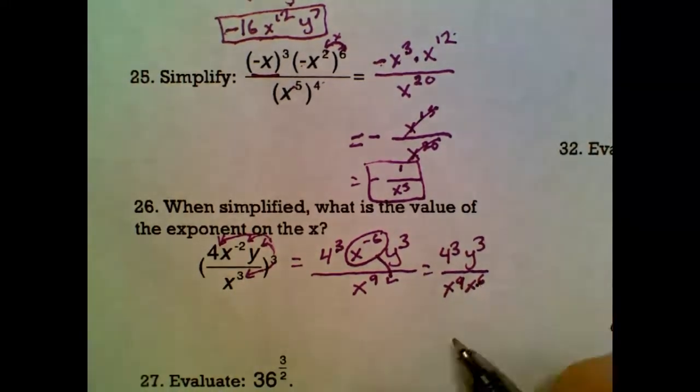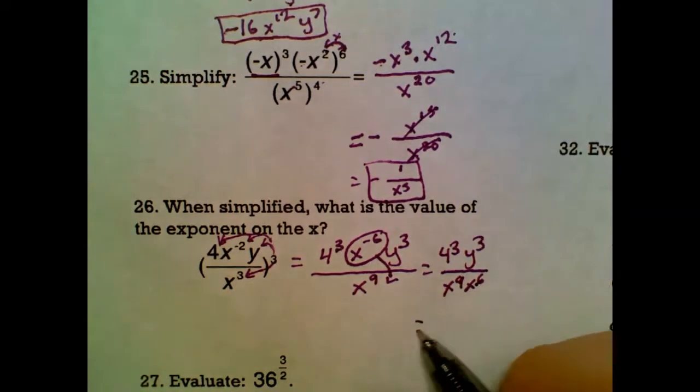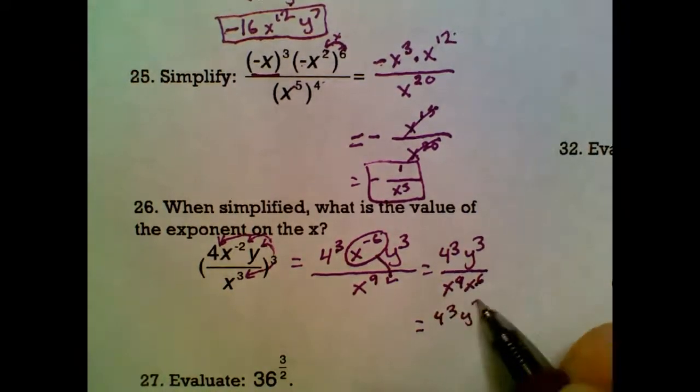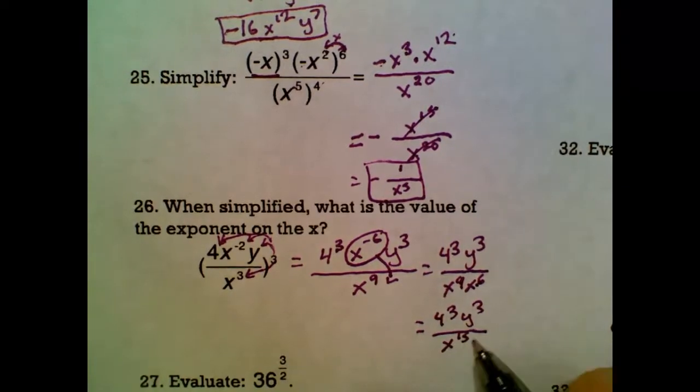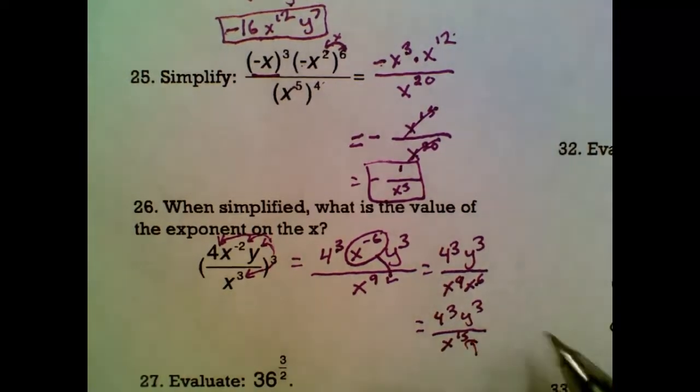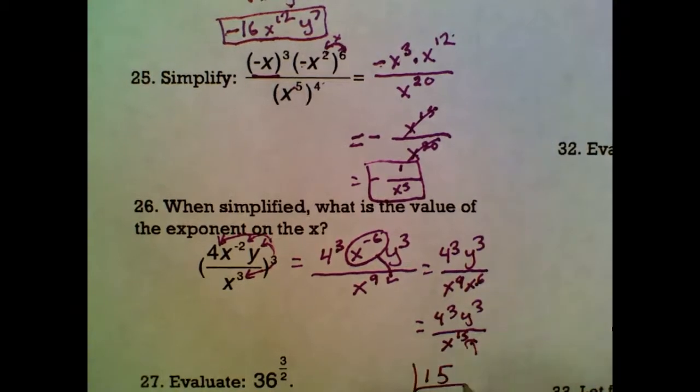This becomes 9 plus 6, which is 15. So we got 4 to the 3rd, y to the 3rd, all over x to the 15. So our solution is right there, 15. So the exponent is 15.